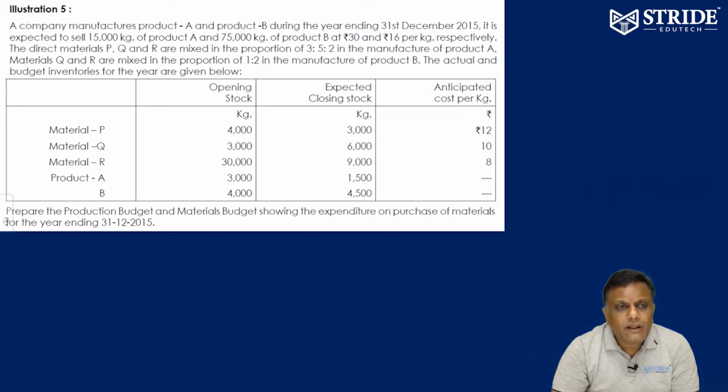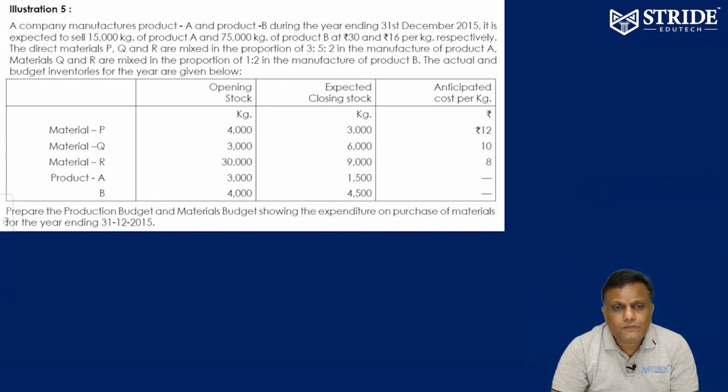The direct material means input. They are mixed in the ratio of 3:5:2 in product A. Materials Q and R are mixed in the ratio of 1:2 in product B. The actual and budgeted inventory for the year is given below: opening stock, closing stock, anticipated cost per kg.